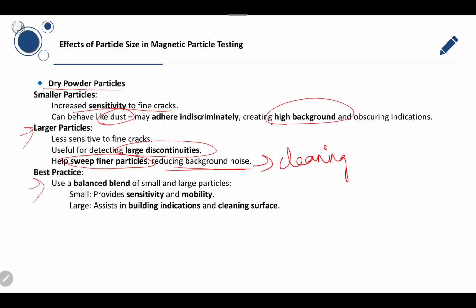The industry generally recommends using a balanced blend of small and large particles. Small particles provide sensitivity and mobility to get into those tight flaws, and large particles assist in building strong indications and help clean the surface, reducing the background.